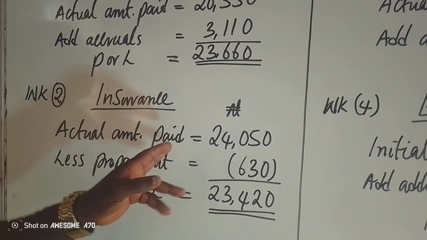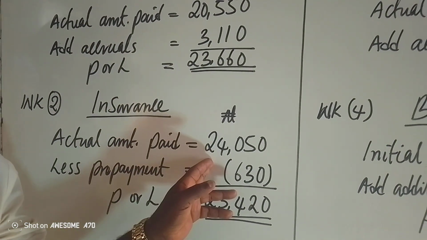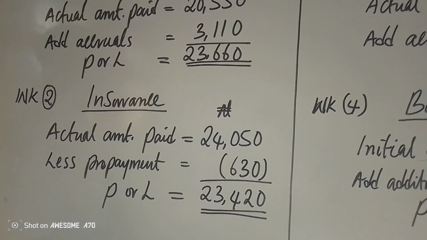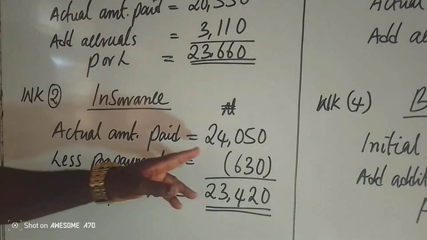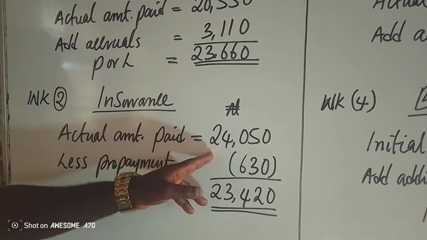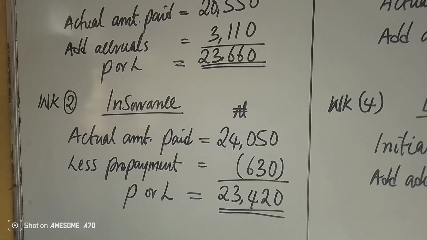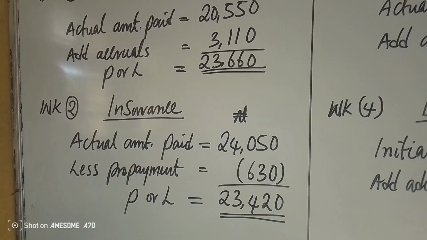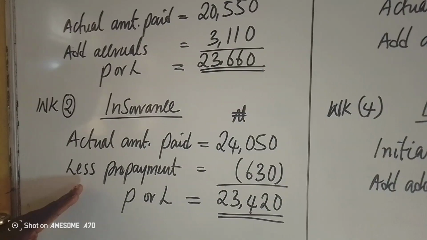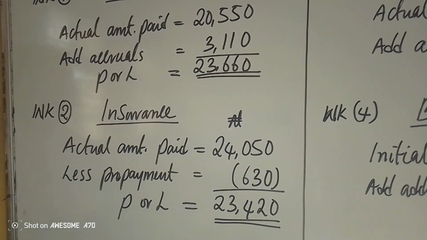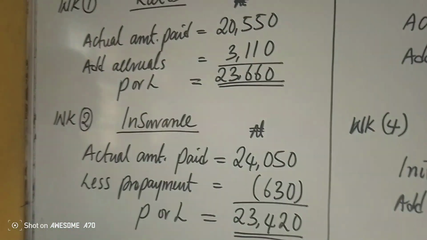Actual amount paid. Where do you get actual amount paid? We get actual amount paid in the question, which is given in the trial balance. But this amount that was paid during the accounting period, 24,015 naira was paid, but it was not the whole amount that was expected to be paid. And that's why they are reminding you from the adjustment that there was prepaid insurance of 630 naira.